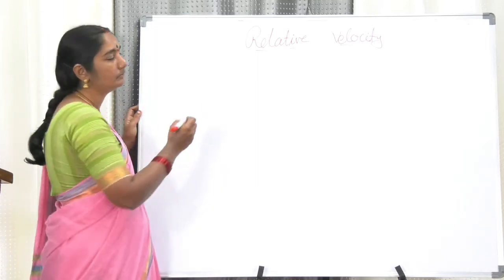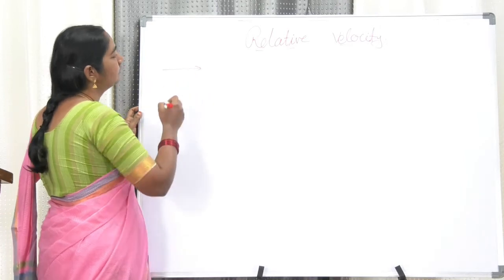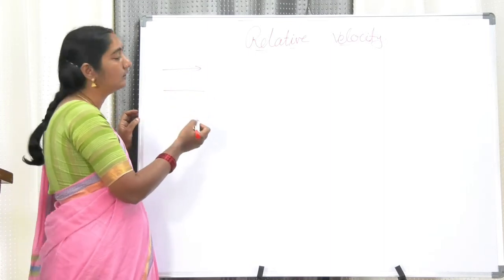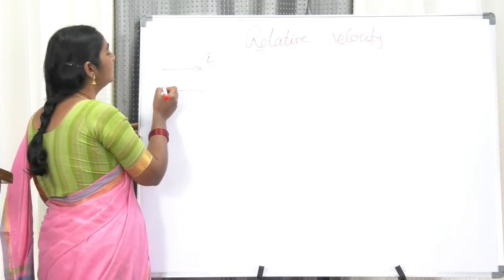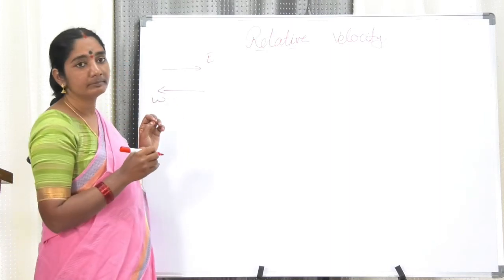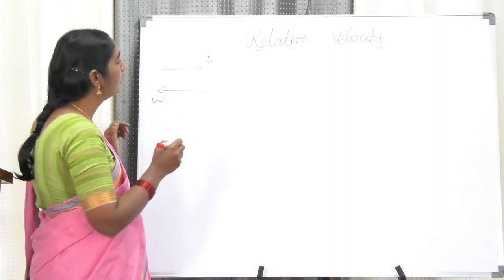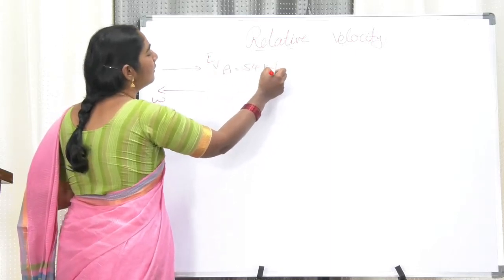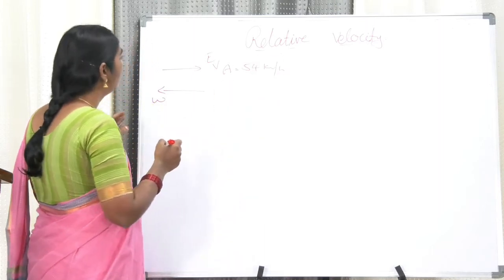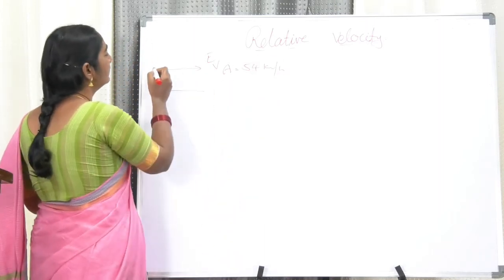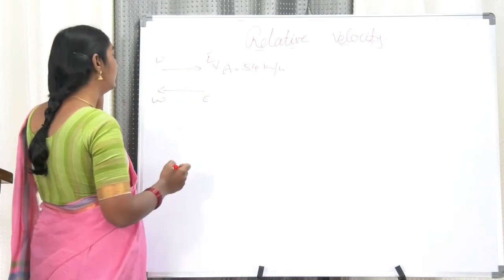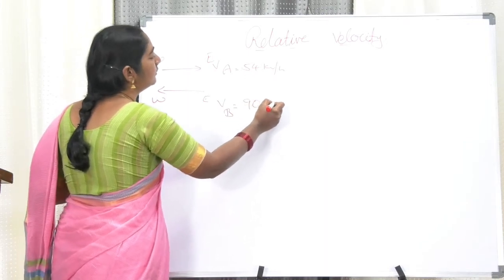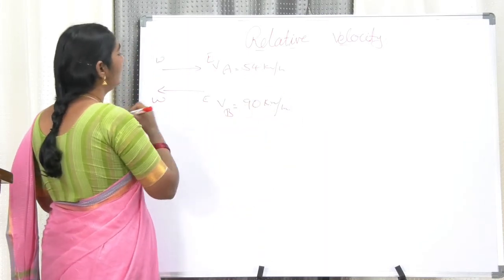Next question. Two railway tracks are parallel to the west-east direction. So this is the east direction and this is the west direction. Along one track, train A moves with a speed of 54 kilometers per hour from west to east, while along the second track, train B moves with a speed of 90 kilometers per hour from east to west.